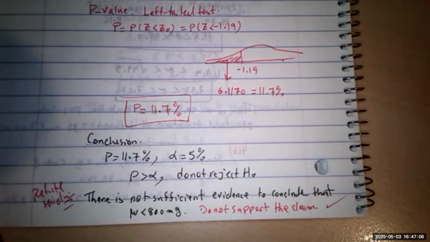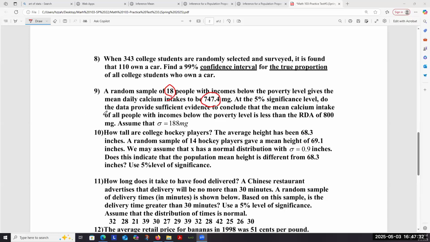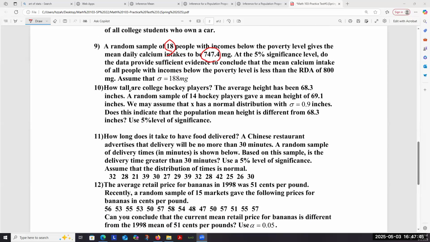So let's get back to the test. Okay, so that was the problem. Going back to the test, I'll explain the next problem for you. That was number 9. In the case of number 9, everything was nicely given. We didn't have to do anything extra. Sigma was given to you. So we go to the next one.